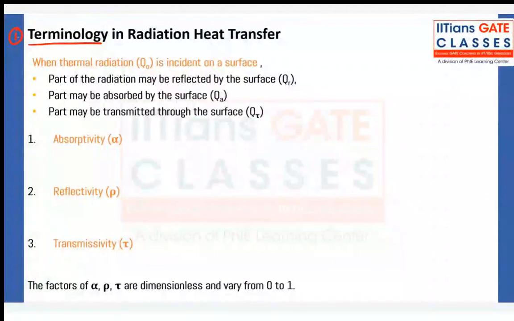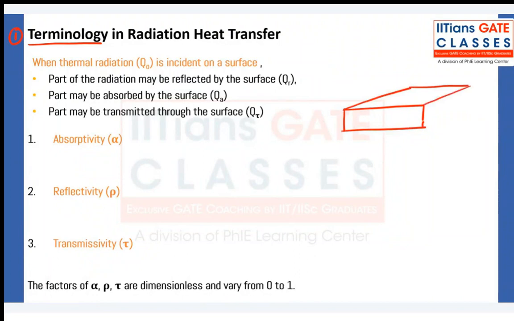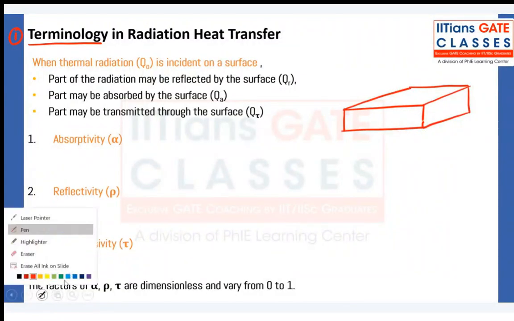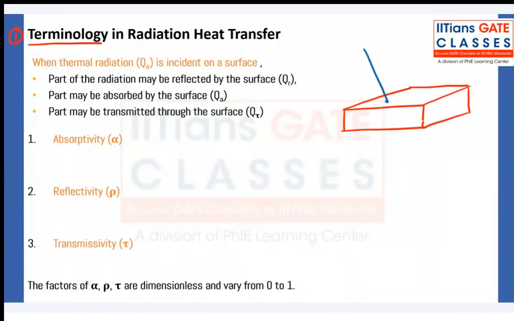Some basic terms, some important terms from the radiation point of view. Whenever, let's say you have this body, this is a surface. Now let's say some radiation is incident on it. This is called incident radiation, or rays, you can say. Let us call it Q naught. It is the total incident radiation on the body.